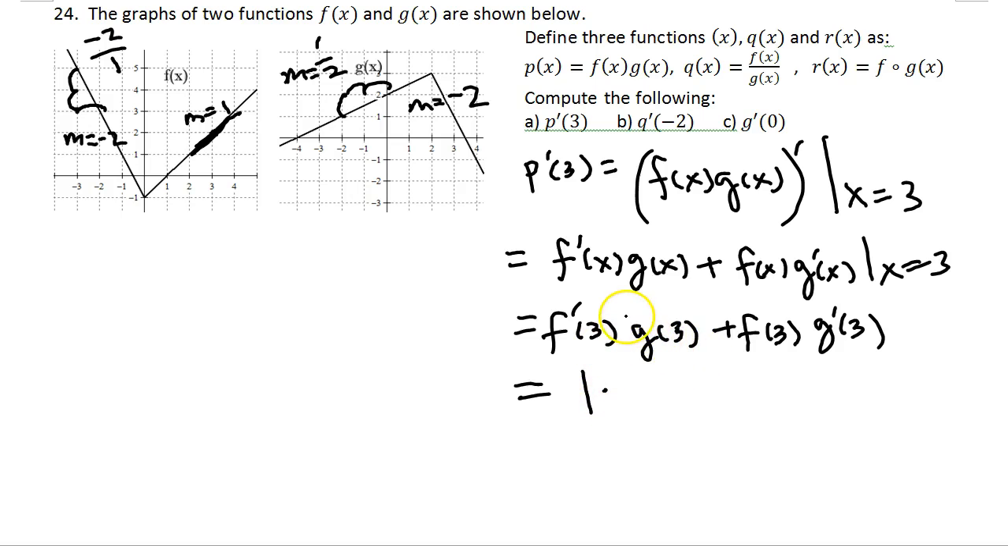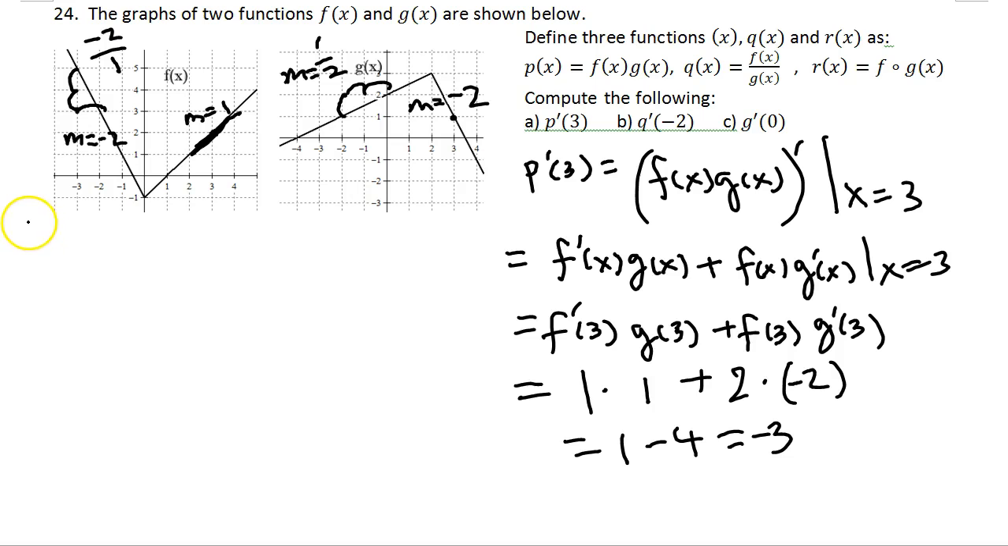What's g of 3? g of 3 is not the slope at 3, it's actually the value of the function g at 3. So at 3, if you look at the height, it's 1, so g of 3 is 1. What about f of 3? f of 3 is 2, and g prime of 3 is the slope at 3, and that is negative 3. Okay, so we have negative 2, sorry, g prime of 3 is negative 2. So you end up with 1 minus 4 equals negative 3.